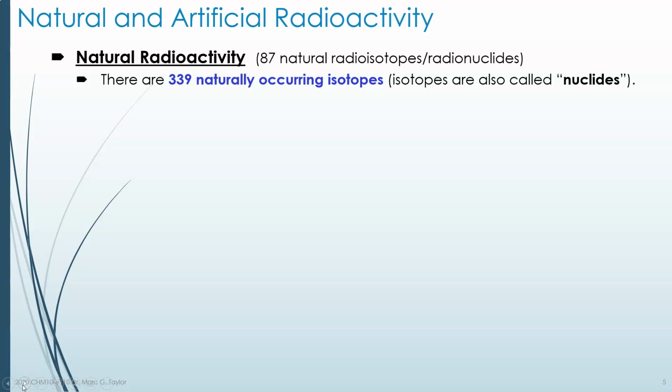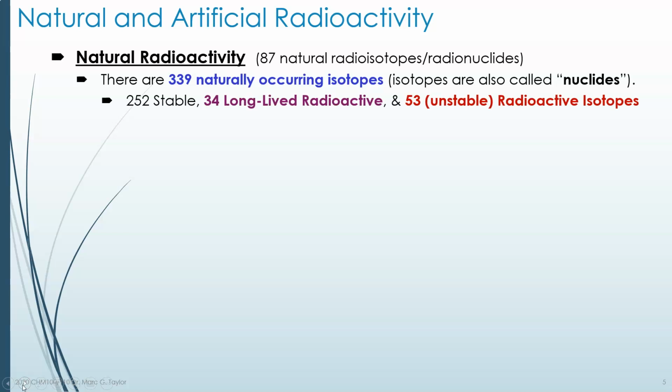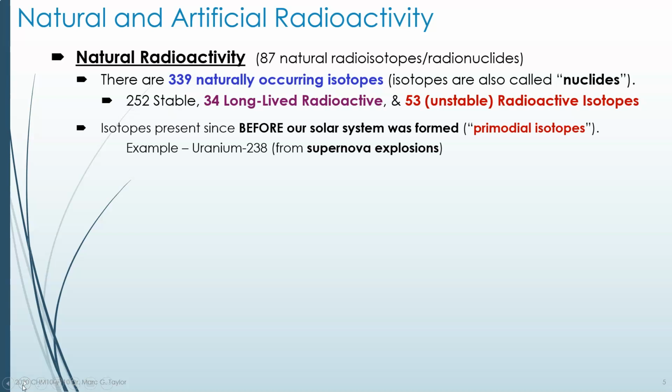So radioactivity comes in a couple different varieties. We have naturally occurring radioactivity, and 87 of the isotopes that are naturally occurring are in fact radioactive isotopes, otherwise known as radioisotopes or radionuclides. There are 339 naturally occurring isotopes of all types. 252 are stable. 34 of these are long-lived radioactive ones that really behave like stable ones, but they are technically radioactive. And 53 are unstable radioactive isotopes, the ones that we really associate with radioactivity.